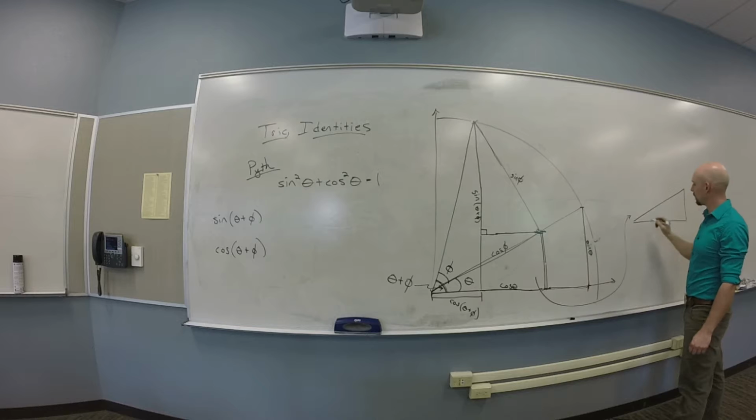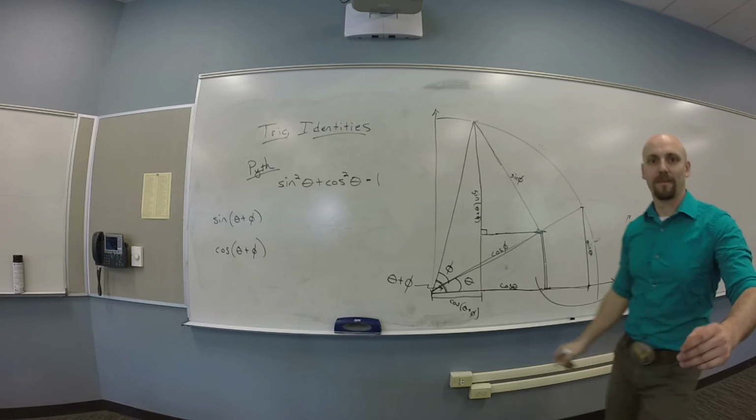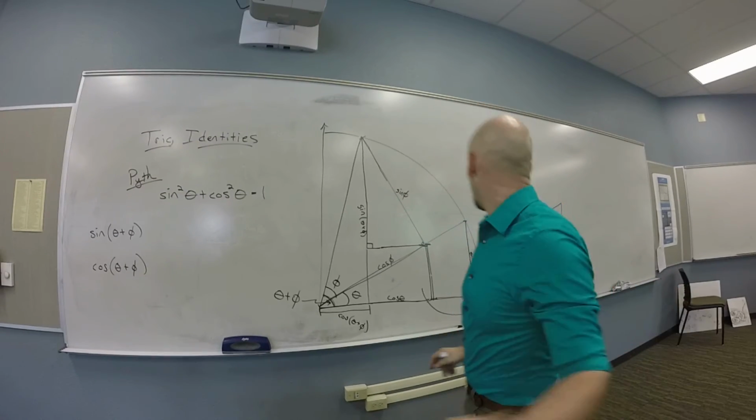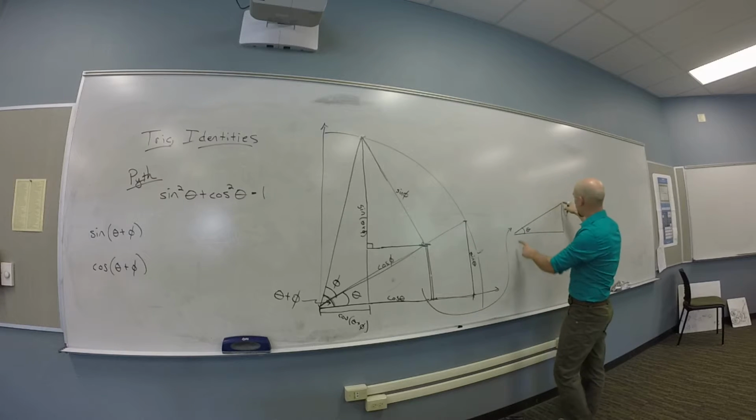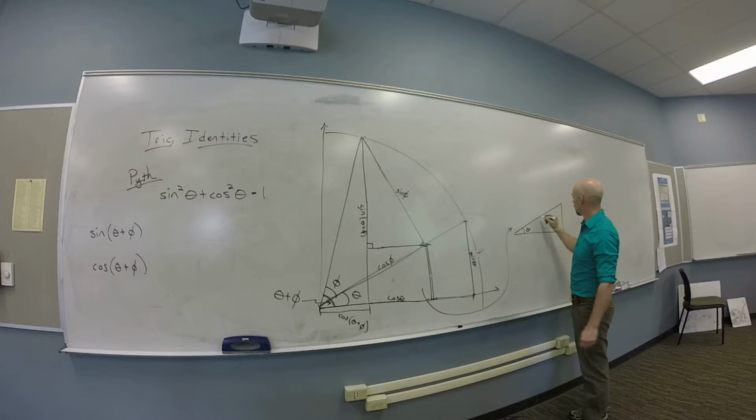Okay, what's the angle in that triangle? That's theta. Okay, that one has a theta in it. What's the hypotenuse on that one? Cosine of theta. No, because it's not the full cosine.